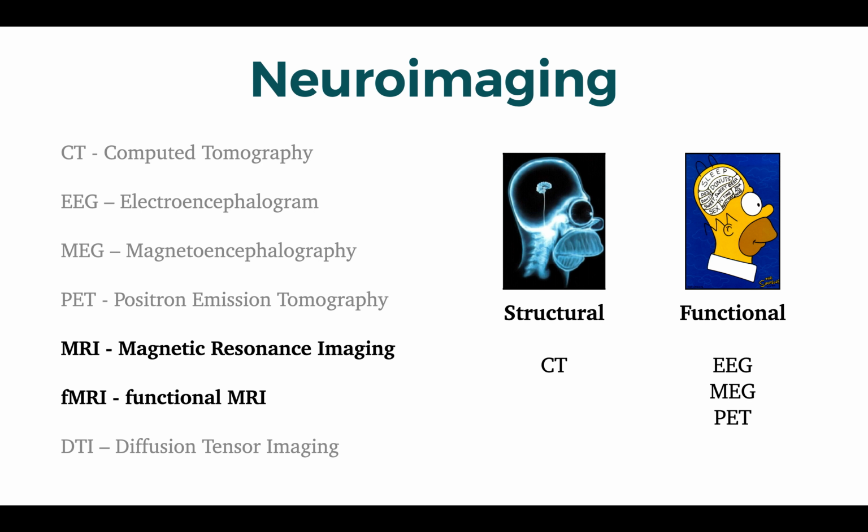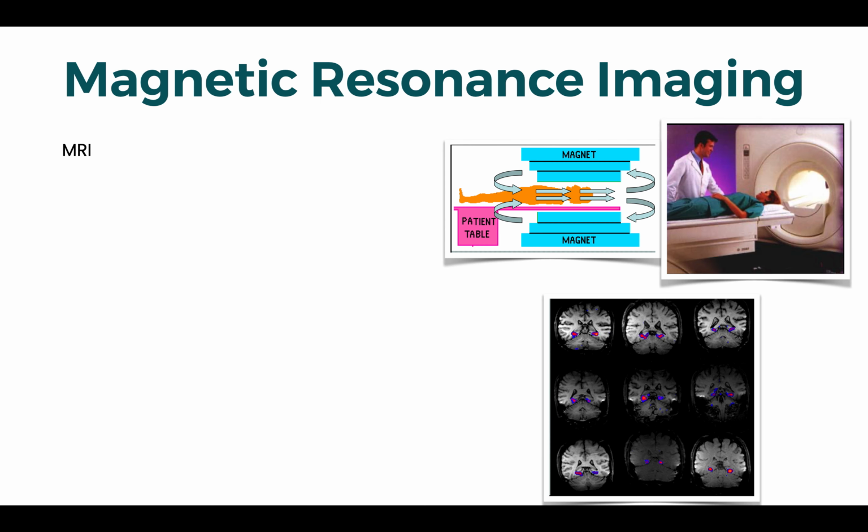So let's get into the pop stars of neuroimaging. This is your MRI and your fMRI, your functional MRI. So MRI, we'll start with magnetic resonance imaging, is essentially you are in a giant magnet, and it's producing radio frequency pulses.